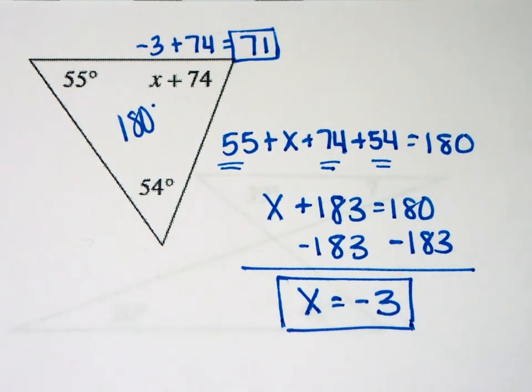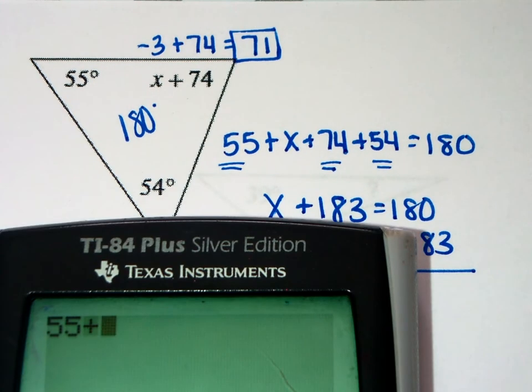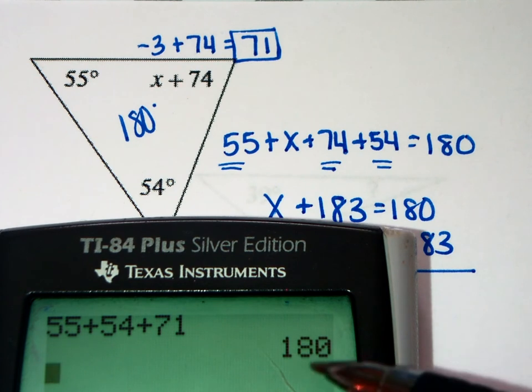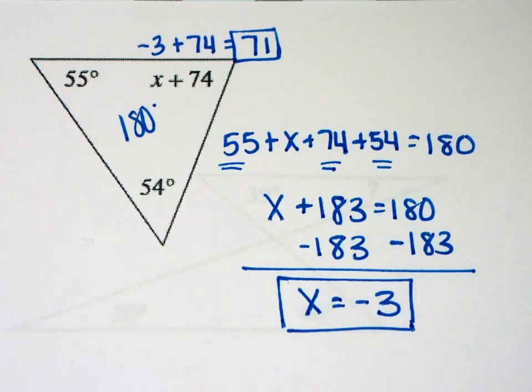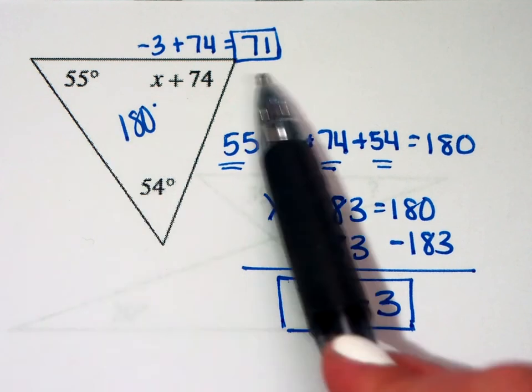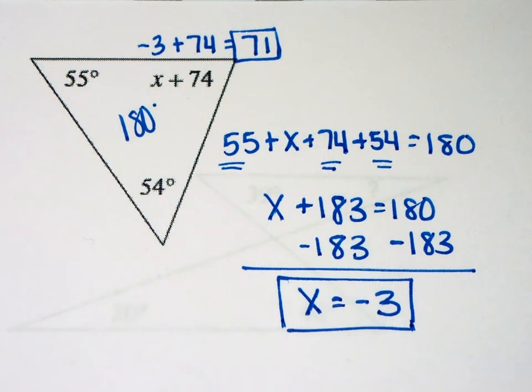So what I want to do from here is check my work. Remember, even though the state test is timed, you can still take a second and type that into your calculator and see that I get 180 as my answer. Just take a second to check it. So it's okay in this case to get negative 3, because when I substitute and get 54 plus 55 plus 71, it still adds up to 180.